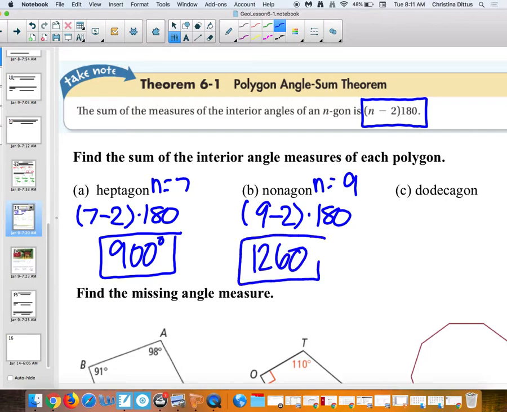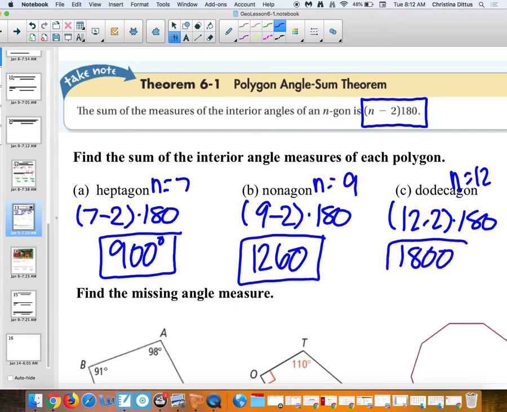Do we need to do another one? Of these, what's a dodecagon? Anybody know? 12. Nice guess. 12 minus 2 times 180. Mental math, what's 12 minus 2? 10. If I take 10 times 180, what do I get? 1800.